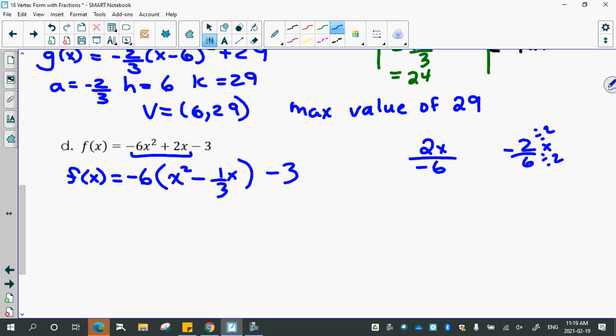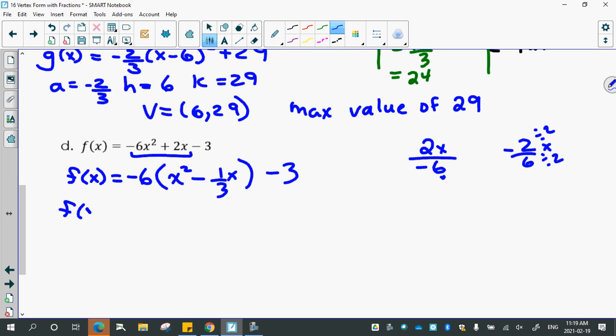Minus 3. It's probably easier to leave it as negative 2/6, just because then when you take half of it, it's 1/6, like it's got an even number on top. Okay? As long as you reduce stuff at the end, it doesn't matter when, as long as you make sure it's reduced at the end. All your fractions.